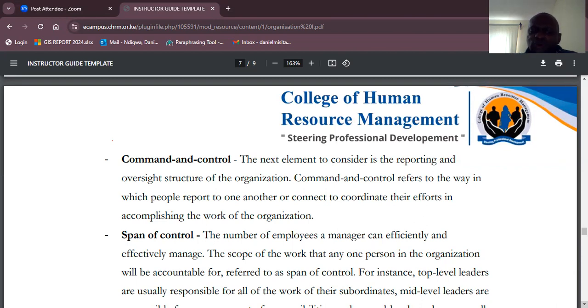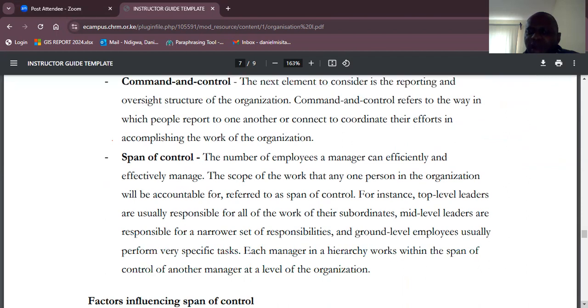Then we also have what is called the span of control. So this is the number of employees a manager can efficiently and effectively manage. So as a manager, there are some people who are reporting to you. So you need to understand how many people are supposed to report to you. The span of control allows you as a manager to understand this, so that you don't have many people reporting to you until you even lose track of some of your employees.